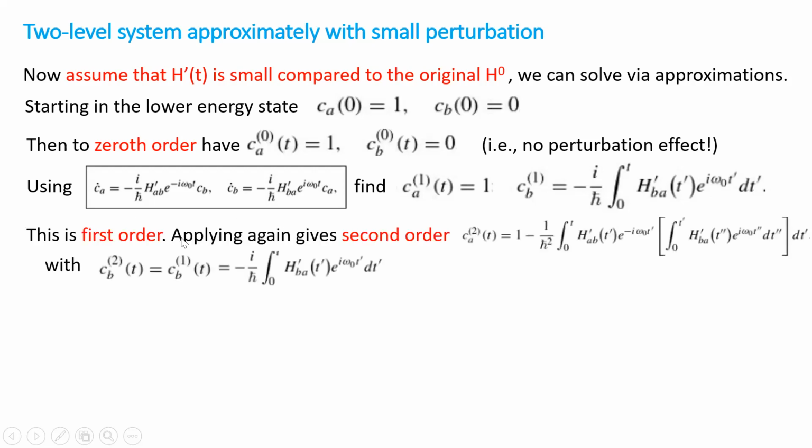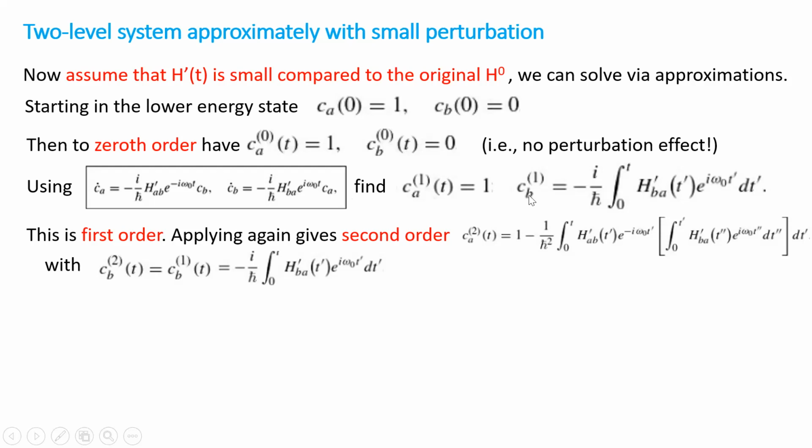So that's first order. Applying this again, taking Ca1 equal 1 and putting it into this again just gives back the same equation for Cb that we had before. So Cb to second order is the same as Cb to first order. There's no change in Cb.